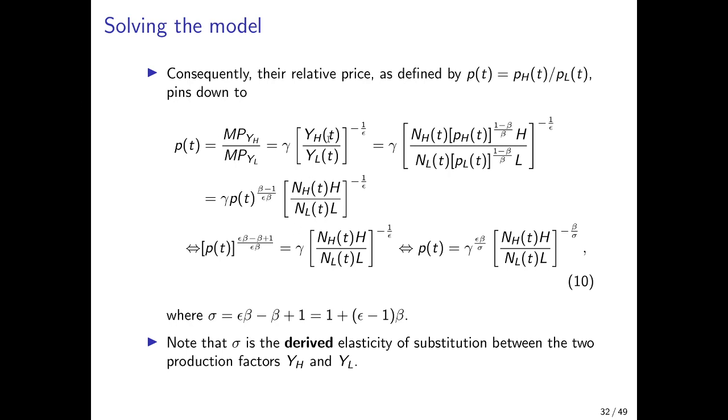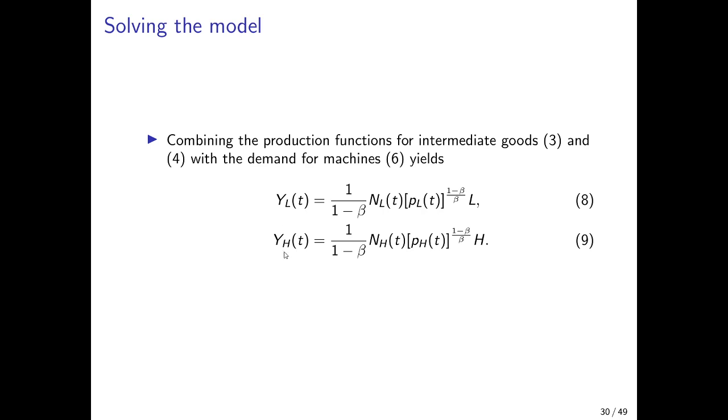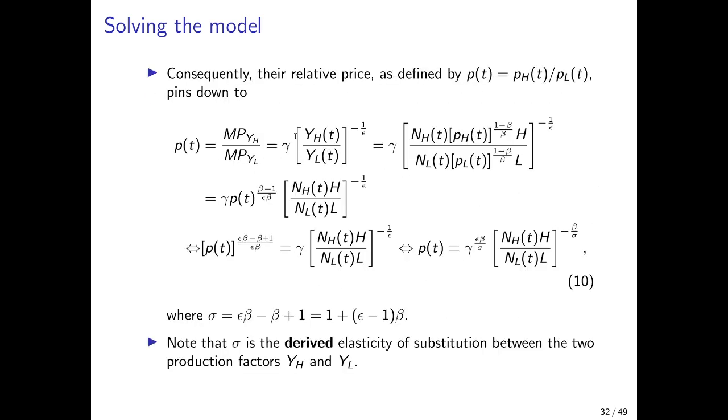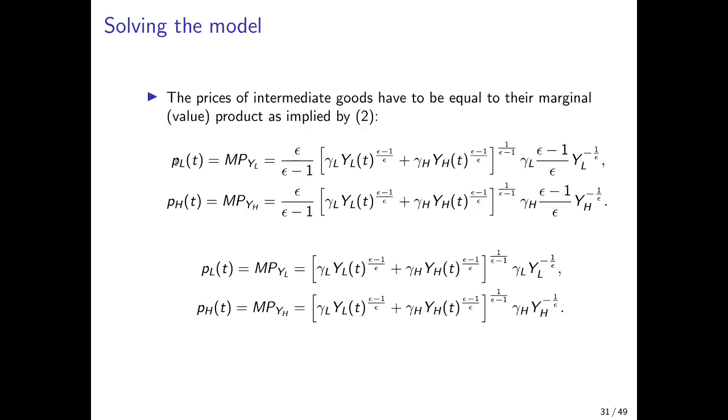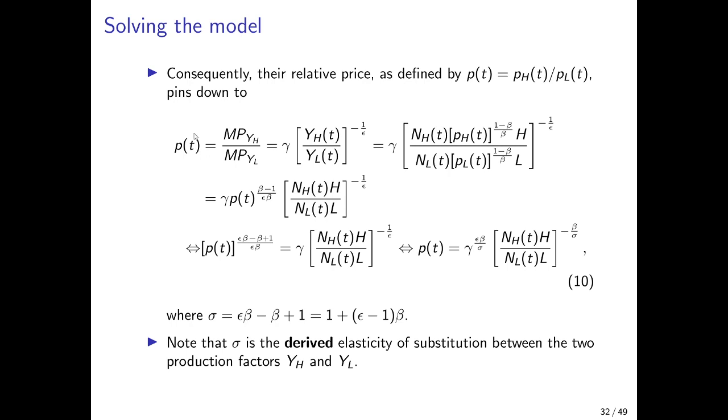Then we can plug in what we derived two slides before, the YL and YH from equations 8 and 9, into this expression. Then we get this expression here. Now this can be further simplified because PHT over PLT is already known from the previous slide to be the ratio of marginal products. So that's the same as PT, which is on the left-hand side. So we have PT here as well, to the power of beta minus 1 divided by epsilon times beta, when we do all these simplifications. And here we would still have NH over NL times H over L to the power of minus 1 over epsilon. Then we can isolate PT on the left-hand side.